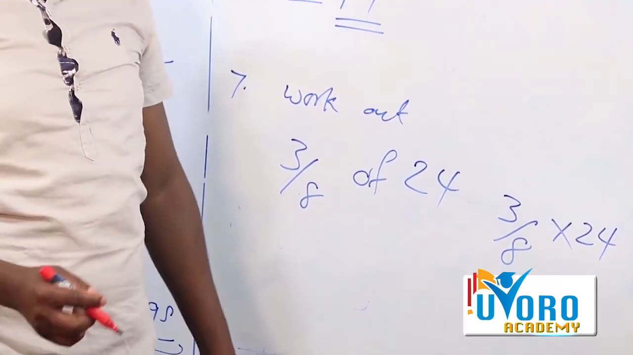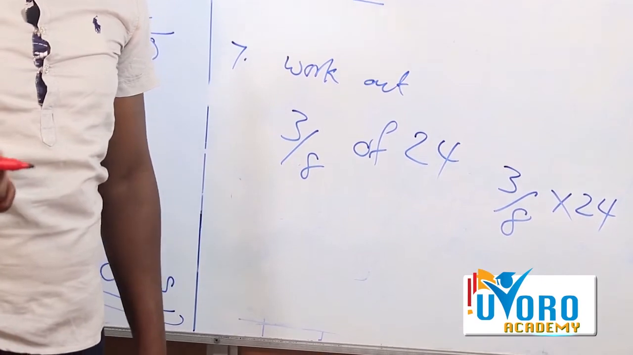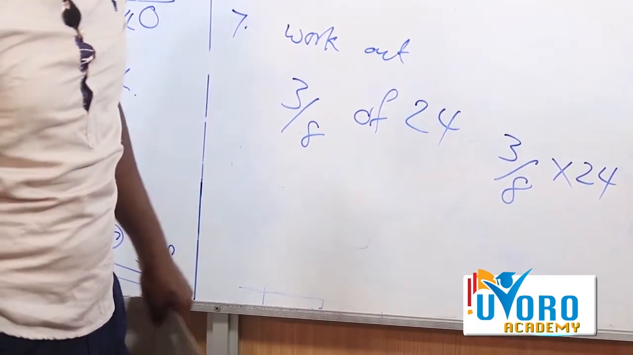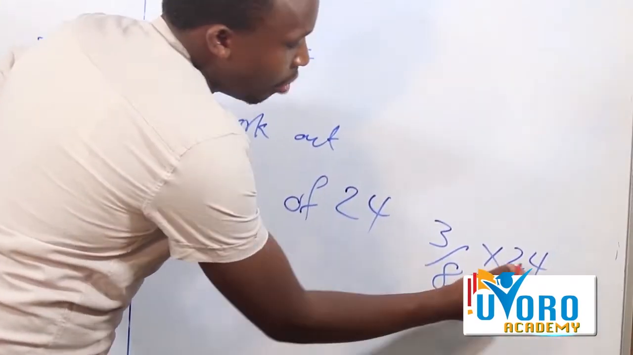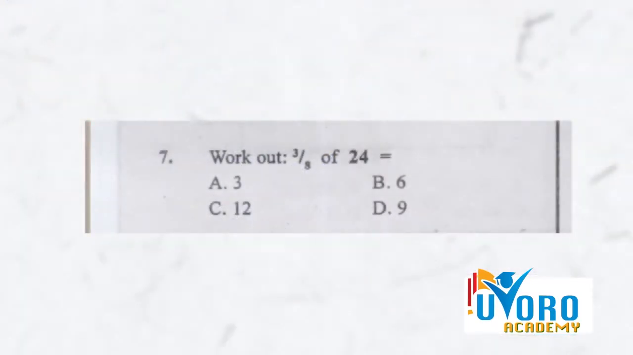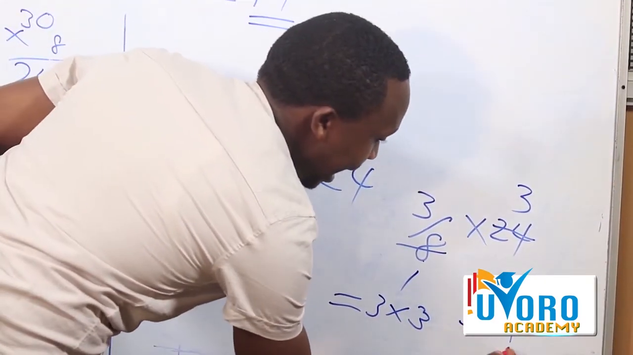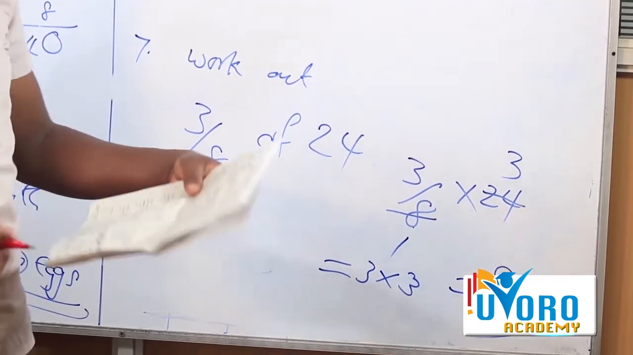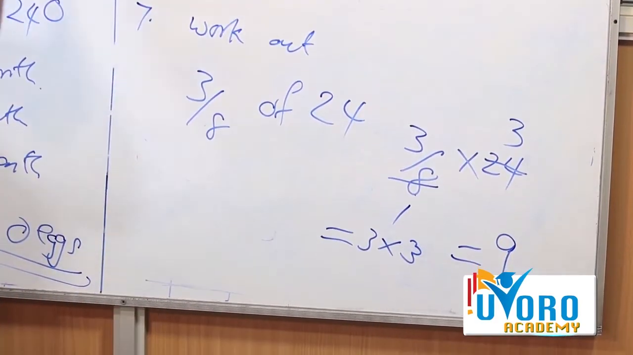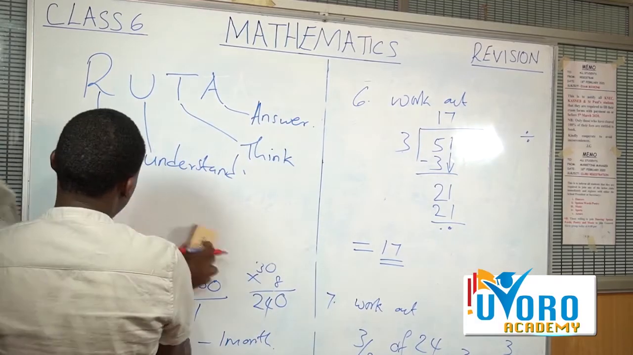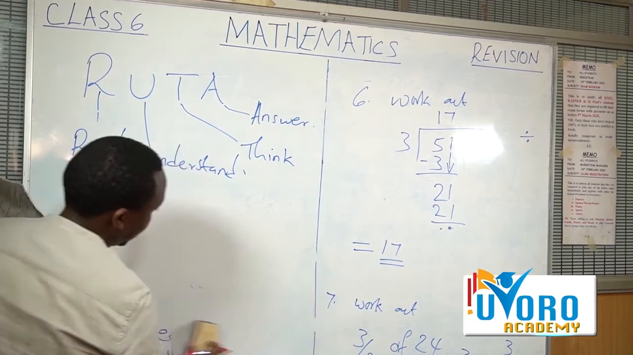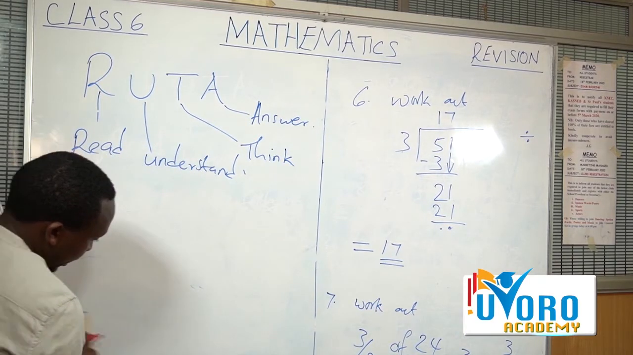Now, what are we going to do in our case? Let's use the simplification method we learned in class 5. 8 will go how many times to 24? 8, 1, 8, 3. So, what is 3 times 3? Equals 9. 9 is our answer. We go to number 8.